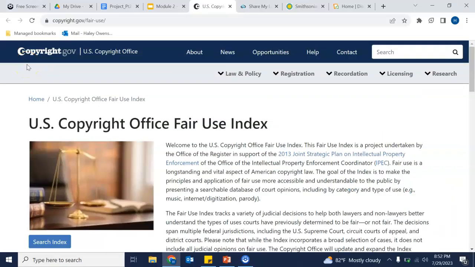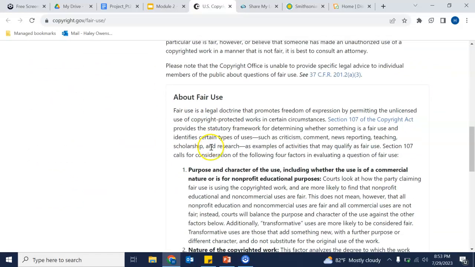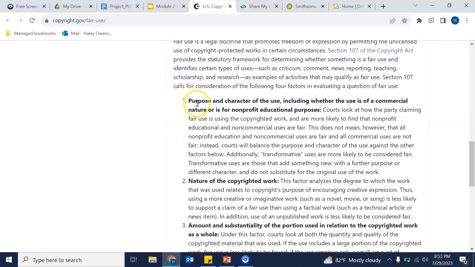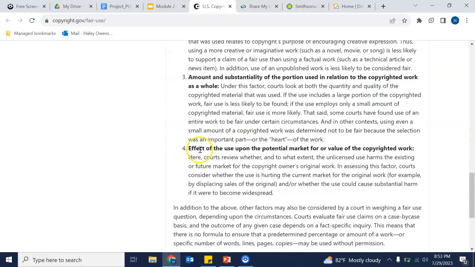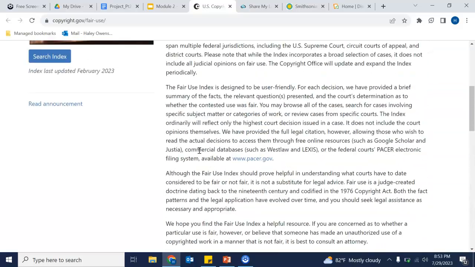So this is the Copyright Office Fair Use Index, and it gives a lot of good information about it, but if you scroll down specifically, this talks about the 4 components: purpose, nature, amount, and effect. This is part of your required readings this week, so make sure you do that.